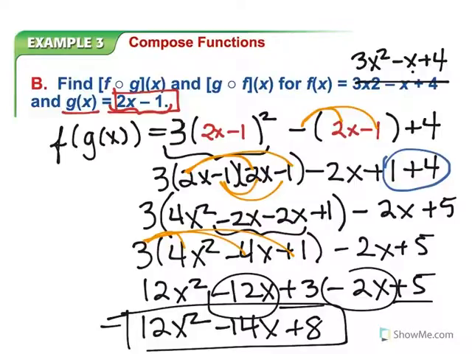Now we have to reverse that and do g of f of x. So make sure you have this written down. I'm about to clear it.